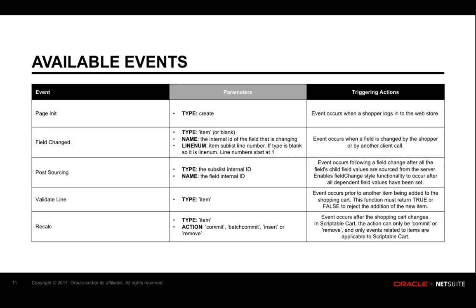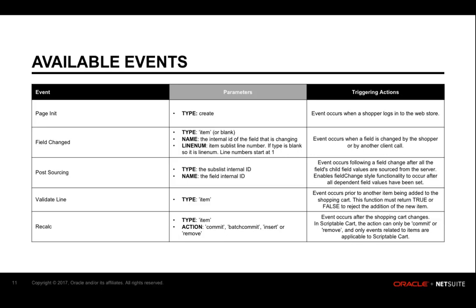So talking a little bit about each event, for example, the page init executes when the shopper logs into the web store. The function for this event receives only one parameter named type, and the context of the web store, the value for it must be create.